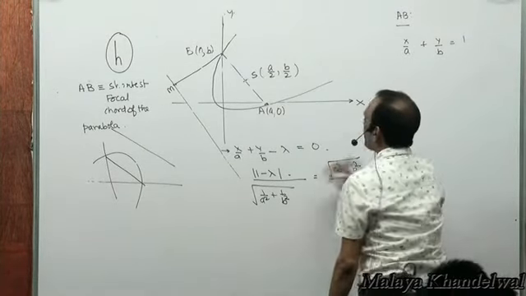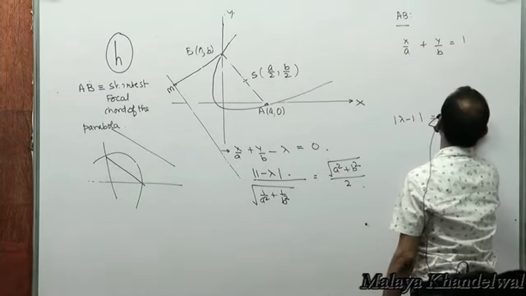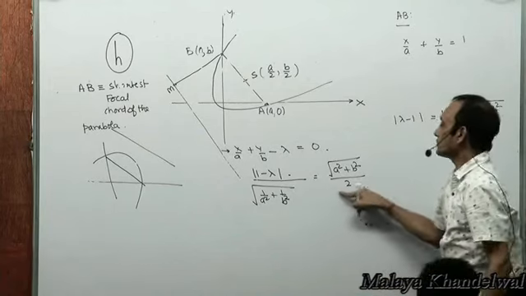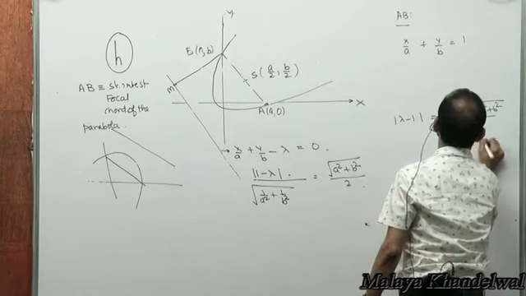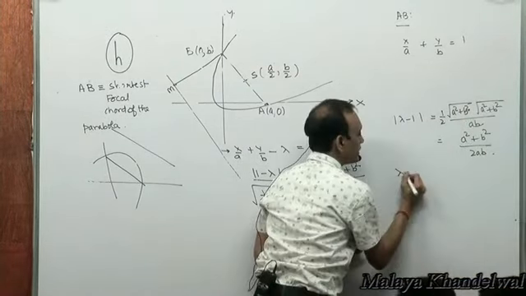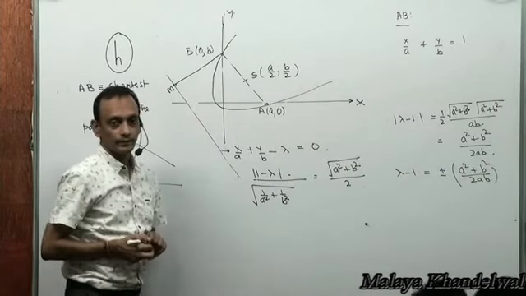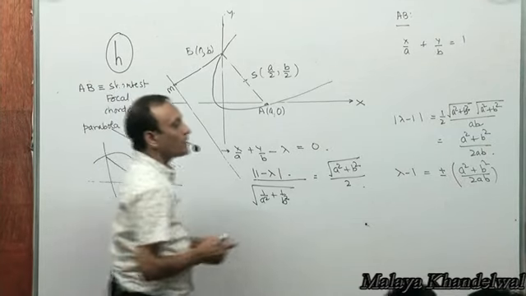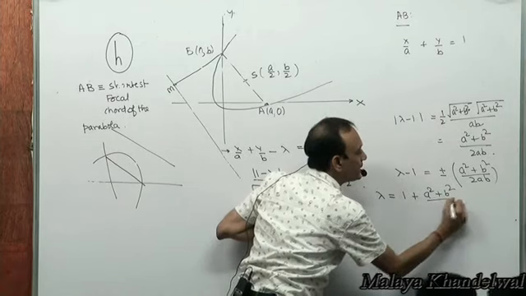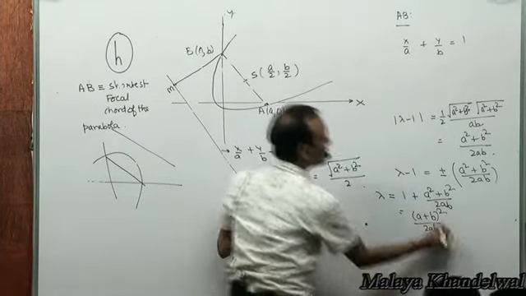Now that will give me mod of 1 minus lambda, which is the same as mod of lambda minus 1, equal to half of root a squared plus b squared into root a squared b squared by ab, which is a squared plus b squared by 2ab. That's mod of lambda minus 1, right? Therefore, lambda minus 1 would be plus minus a squared plus b squared by 2ab. So by taking the plus sign, one value of lambda would be 1 plus a squared plus b squared by 2ab. You can see it's a plus b whole squared by 2ab. That's one value of lambda.